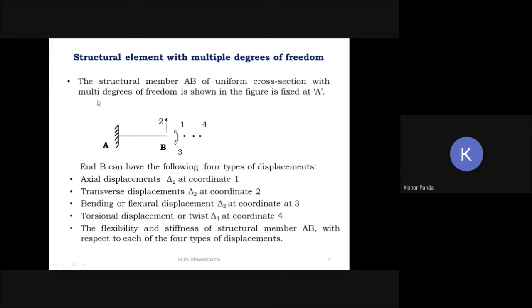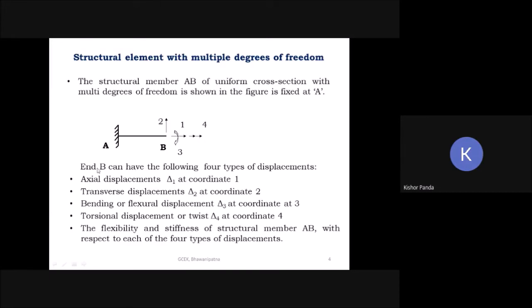Let us take one structural element with multi-degree of freedom. Here end A is fixed, and at B the multi-degree of freedom takes place. What is multi-degree of freedom? The displacement takes place in all directions. So here you take the displacements 1, 2, 3, and 4. 1 is the axial displacement, 2 is the transverse displacement, 3 is the rotational displacement, and 4 is the torsional displacement.